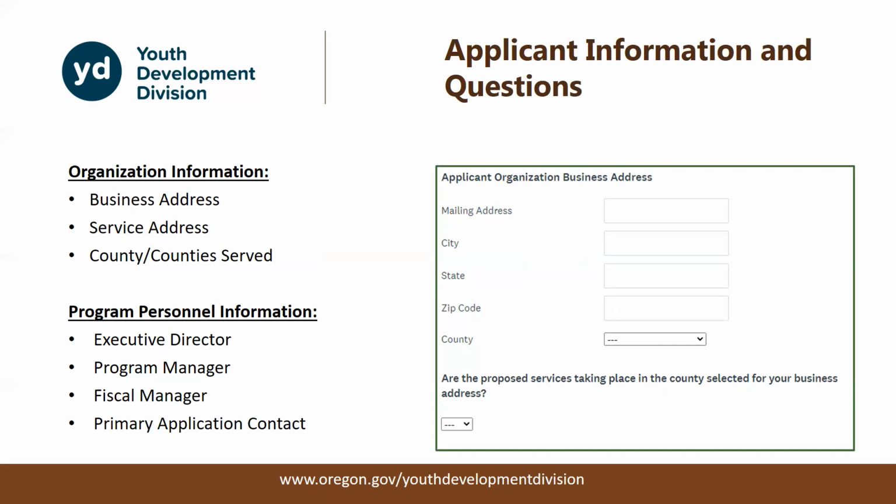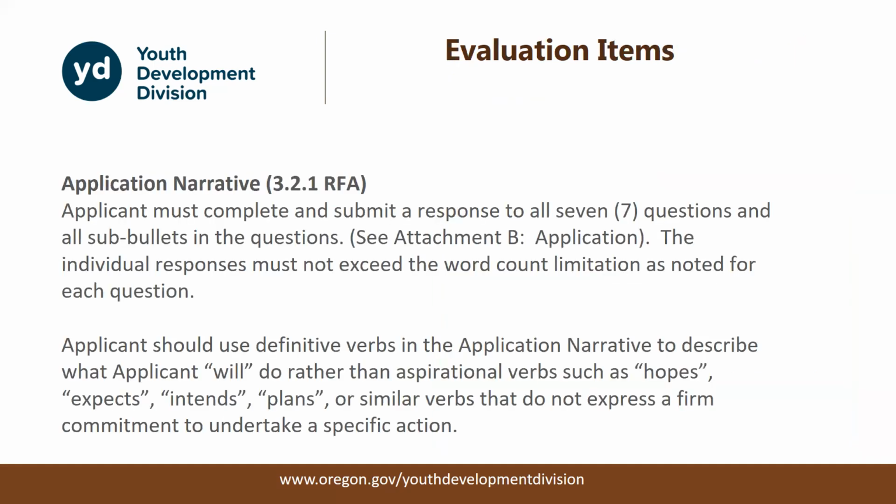In addition to that, program personnel information will be asked for. So name, title, telephone number, and email for various people involved in the grant. You can look at attachment C for a complete list of applicant information that you'll fill out at this point in your application. And then after you put in some of that organization information, you will be into the evaluation items or the applicant questions.